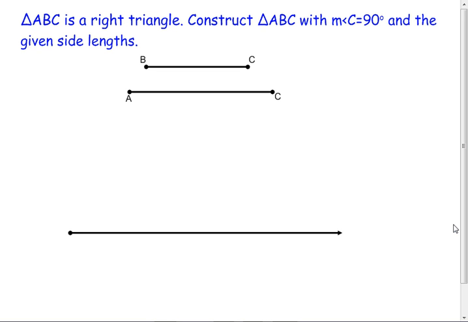Okay, I want a right triangle. Let's read it. Triangle ABC is a right triangle. Construct triangle ABC with the measure of angle C to be 90 degrees, and then using these lengths for the legs of the triangle.